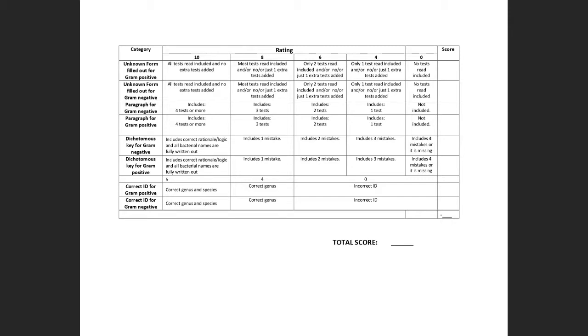Now, the dichotomous key for the gram negative and the dichotomous key for the gram positive can get you up to 10 points if you set it up correctly. If you have a mistake, then you start losing a few points, and you can see how we keep losing points down the line. Are there any questions so far?